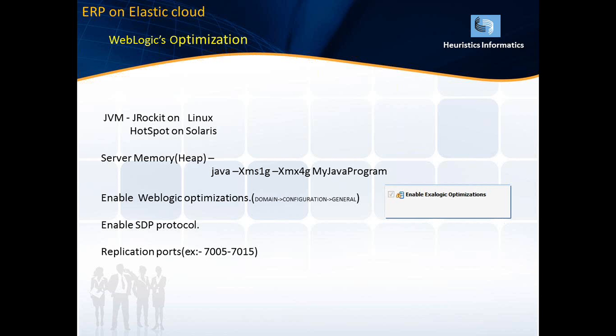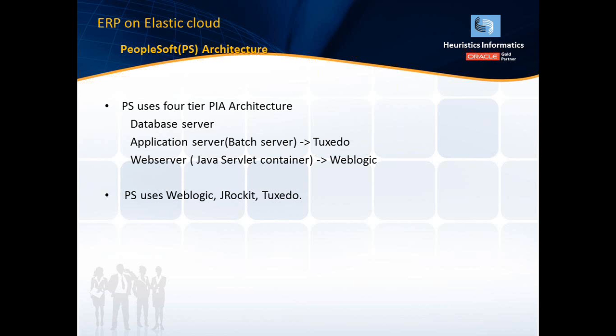As we have different ERPs, let me tell you about one ERP, that is PeopleSoft. PeopleSoft has a 4-tier architecture, which is normally a 3-tier architecture. Here I am including the database server as the 4th tier, along with the application server, which depends upon Tuxedo, and the web server, which depends upon WebLogic. So this is how the PeopleSoft architecture has been designed, using Tuxedo as the application server and WebLogic as the web server. Therefore it can achieve the highest optimization with the help of these components.